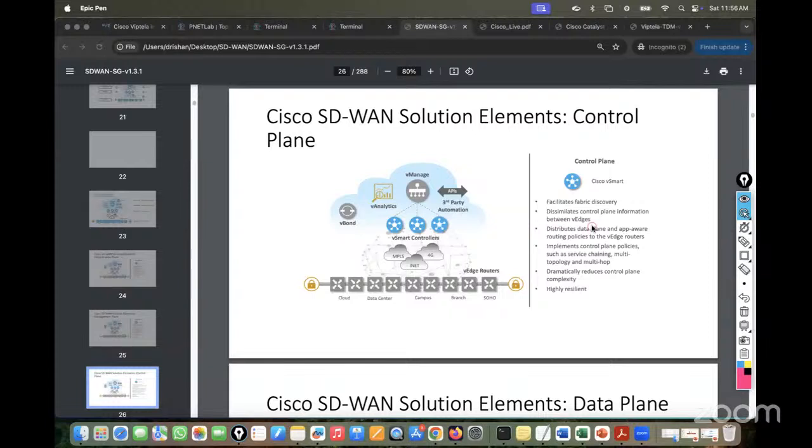What is the control plane information? Like what is my routing, basically one LAN to another LAN, how it is going to be reached, what is the T-lock, what is the next hop. All of that is going to be shared by the vSmart between the vEdges. And it is also responsible for distributing the policies.